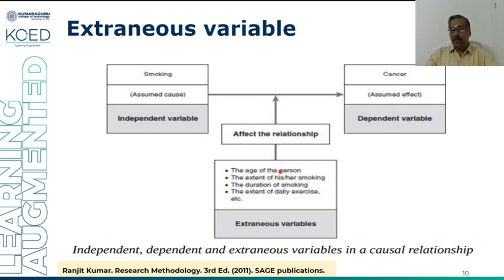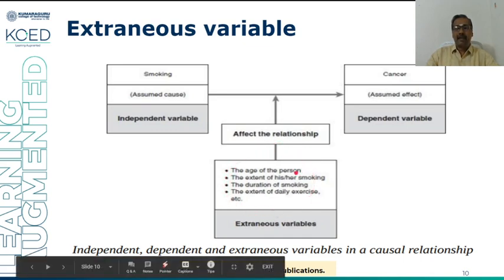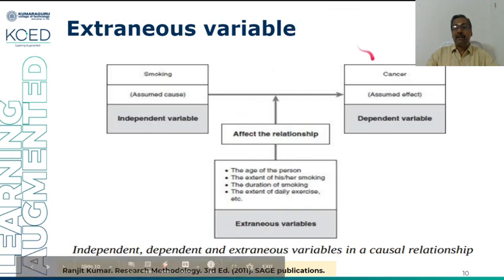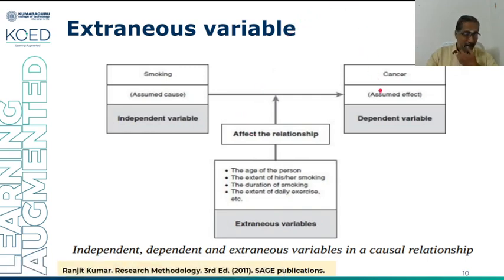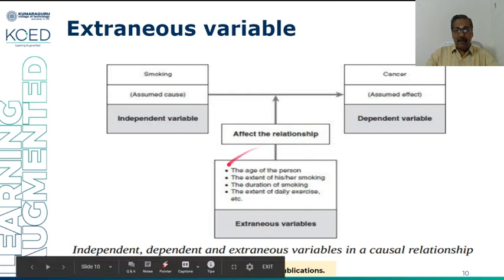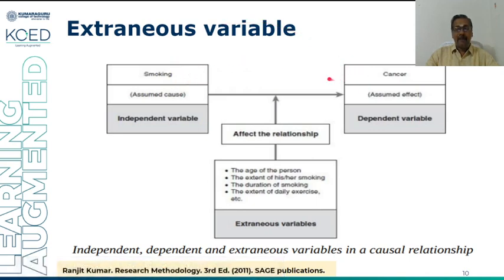So age of the person was not considered. The extent of smoking was not considered. Duration of smoking, for 5 minutes, 2 minutes, 10 minutes, was not considered. Whether that particular individual is doing any physical exercise was not considered. All these things were hidden factors which may affect the response, right? So this is another classical example for extraneous variable. These are all extraneous variables for the selected study.